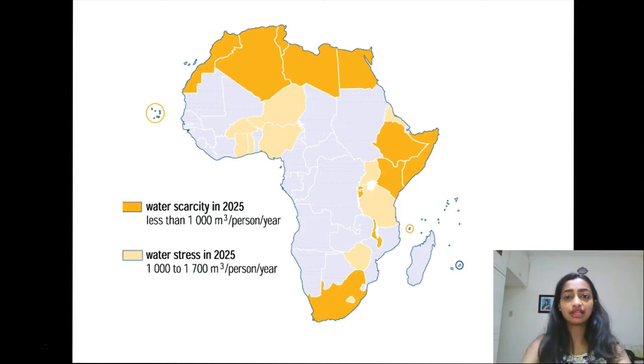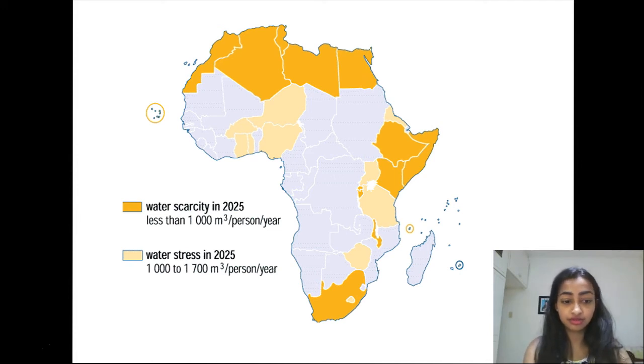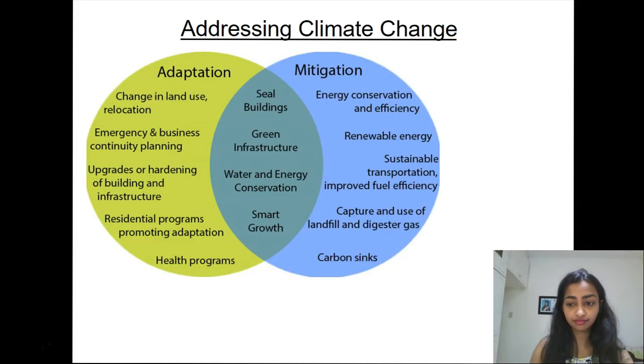So this is basically a map showing you which of the countries in Africa is most likely to suffer from water scarcity by the year 2025. And as you can see, South Africa is one of them.